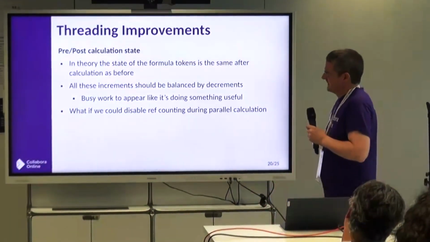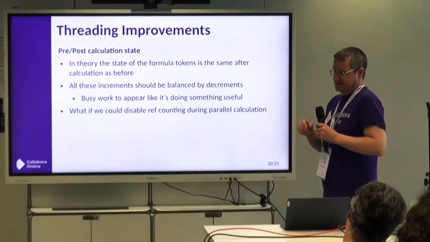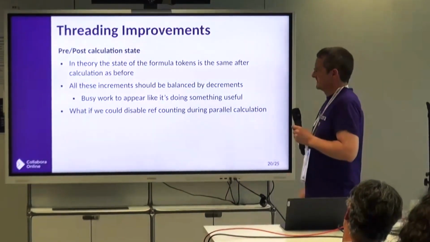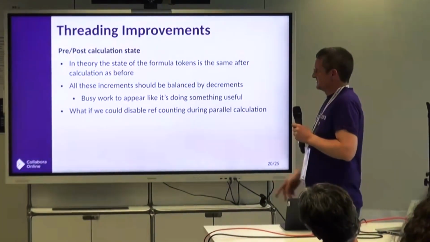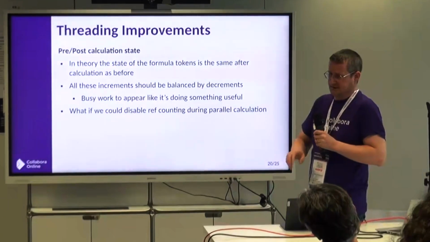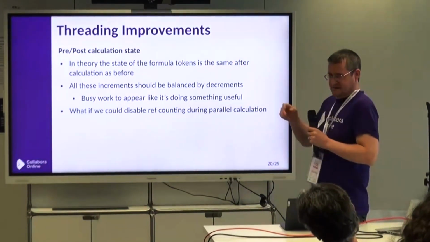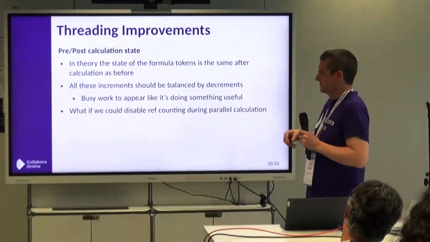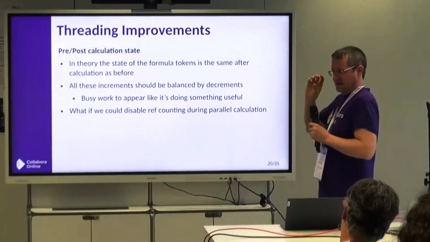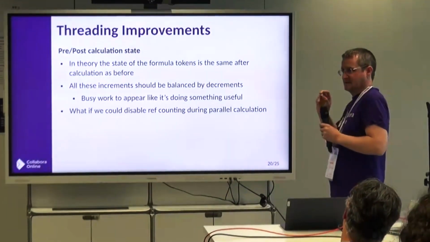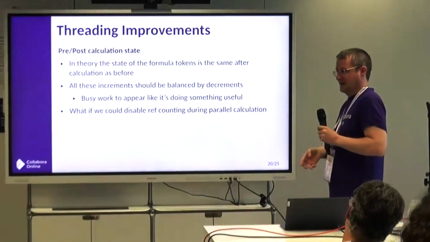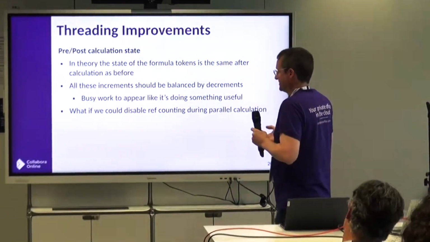So a lot of your time is spent just incrementing and decrementing numbers. But during this threaded calculation, the things that you're incrementing and decrementing are these formula tokens, which are part of the tokens used to express the calculation chain. And in theory, at least, when you start calculating and when you end calculating, all of these increments and decrements should balance out. You should be in the same state as when you started. So for this period of calculation, all these increments and decrements are unnecessary. So if you could just not do them, you don't have any of this increment, decrement, contention issue.